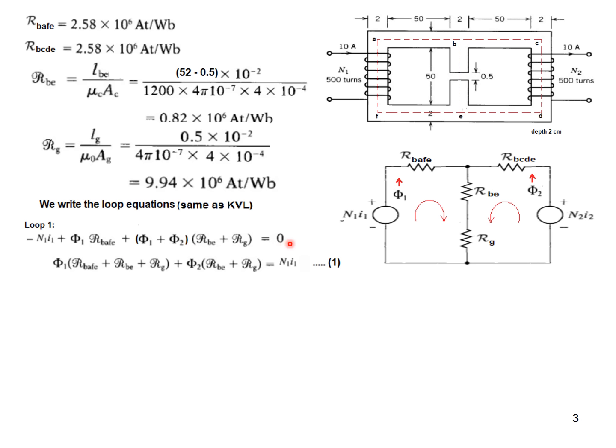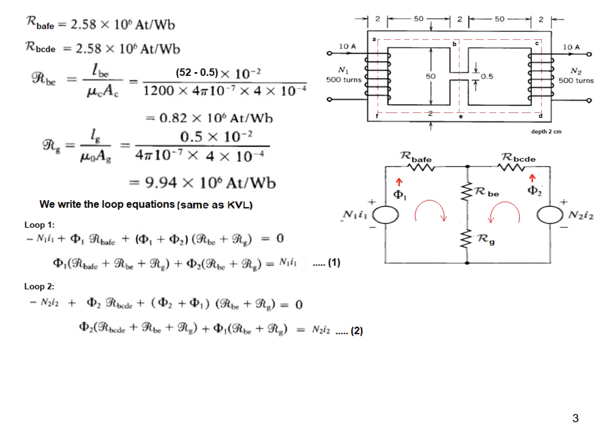So this is our first equation. And by arranging this, we get this term. And similarly, our second loop, we're starting from here, minus N2I2, phi 2 RBCD, and then here it is again shared. And note that these are adding, so we'll write the plus sign here, also plus sign here, because the 2 currents or the 2 fluxes are in the same direction, so we are adding. And simplifying, we get the second equation.